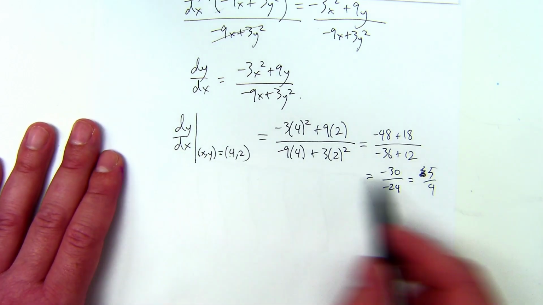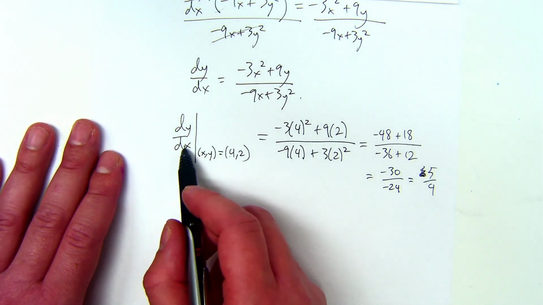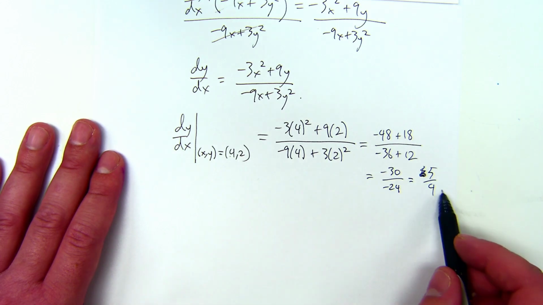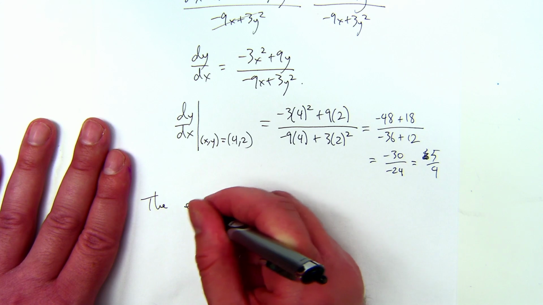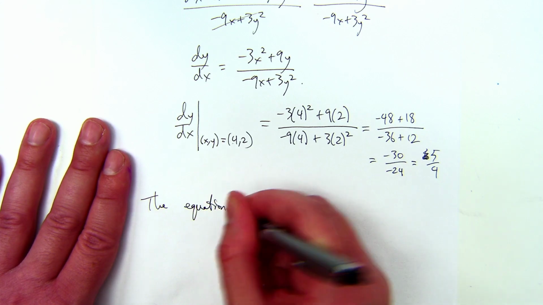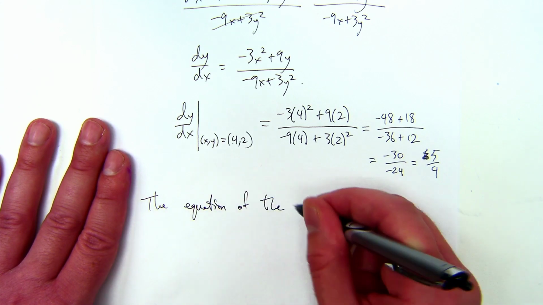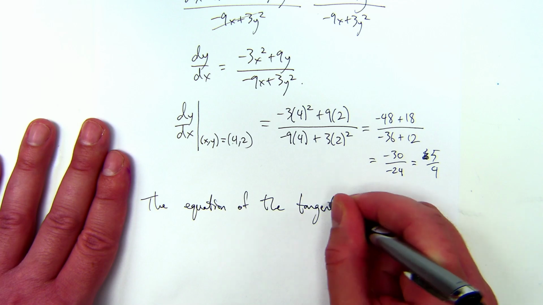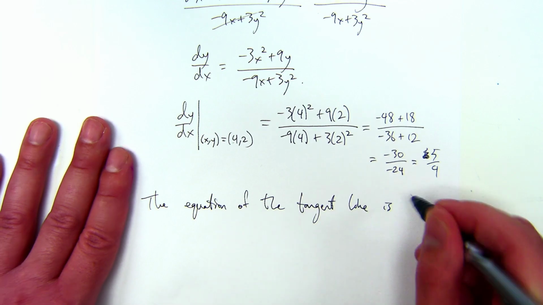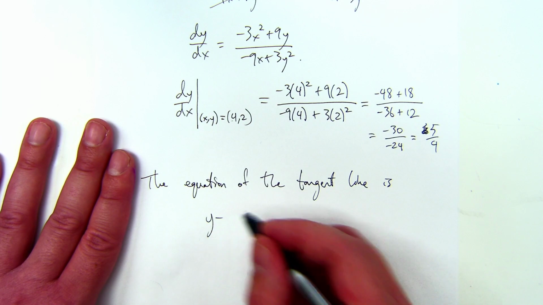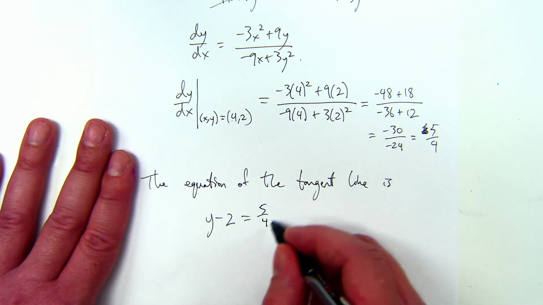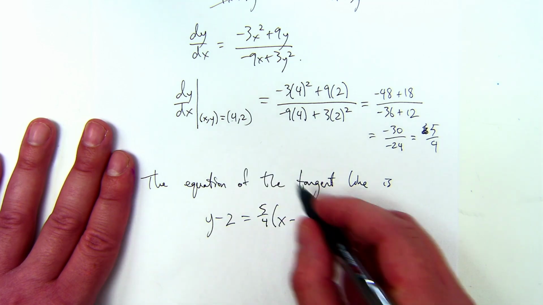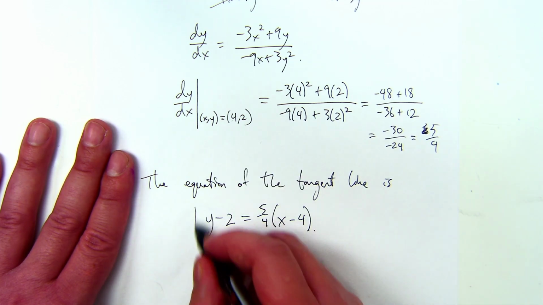And now we use the fact that we know what the derivative is at that particular point. It's 5/4, and we have the particular point. So the equation of the tangent line is y minus the given y value, which is 2, is equal to 5/4 times x minus the given x value, which is 4. And that's the equation of our tangent line.